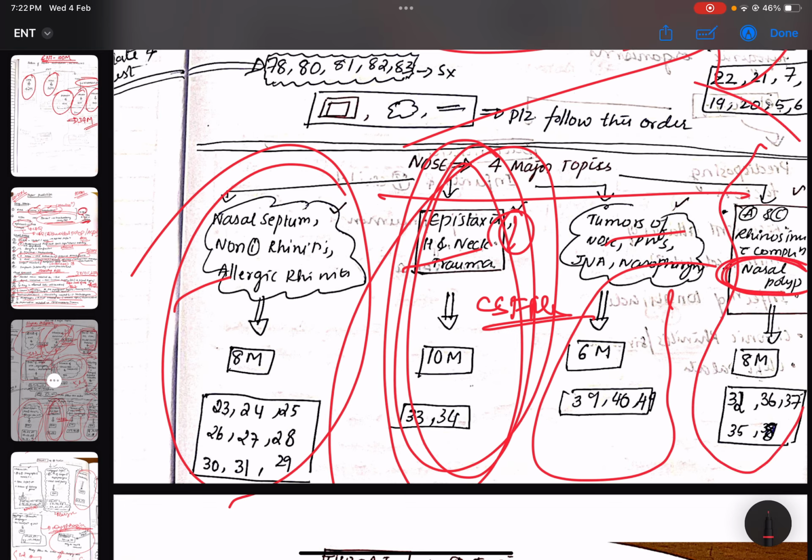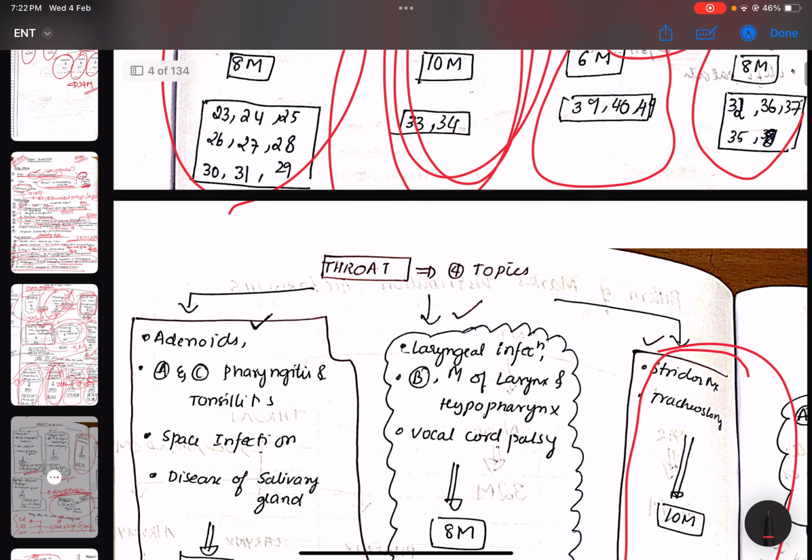First you study epistaxis, then nasal polyps, because these are the two important 5 markers which will come. Then you come to nasal septum and allergic rhinitis, then talk about JNA and nasopharyngeal carcinoma, though this is not an RS question, but later you can study. Again, you can come and study sinusitis.